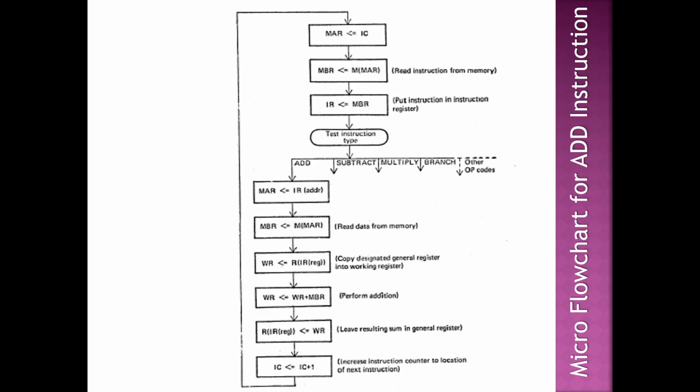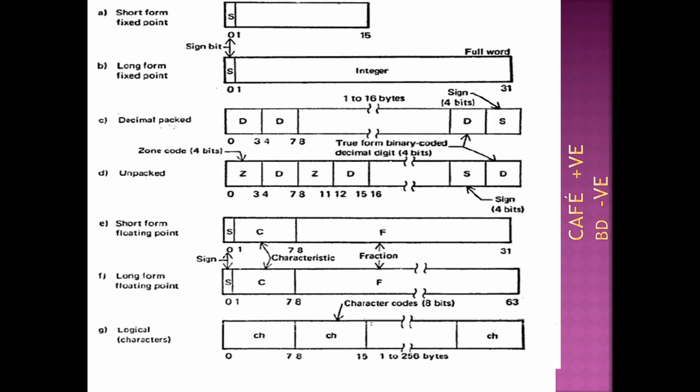The only thing we will be doing here is, instead of saying working register is equal to working register plus MBR, you have to say working register is equal to working register minus MBR. So that's where you will perform the subtraction operation. So that's the only difference. So for the add instruction or subtract instruction, accordingly you can draw the flow chart. Yes, we will go on to the next topic now.